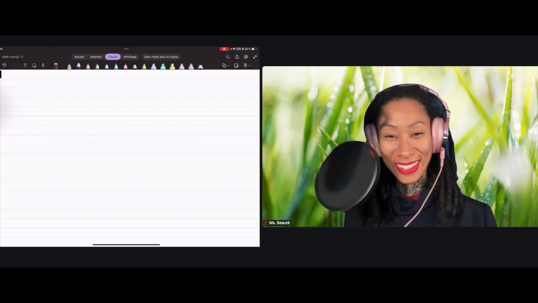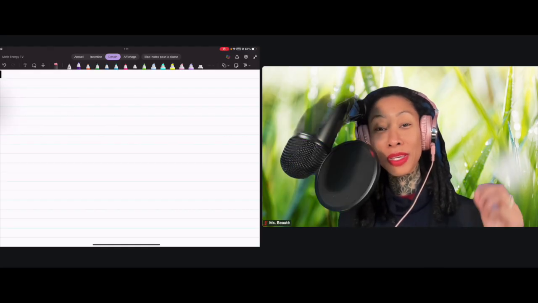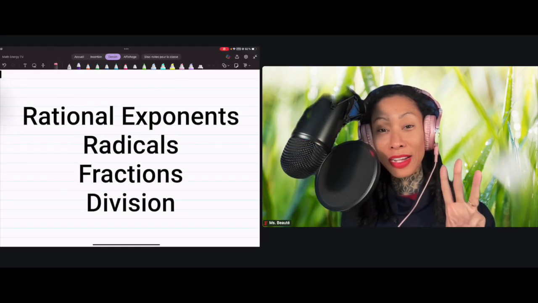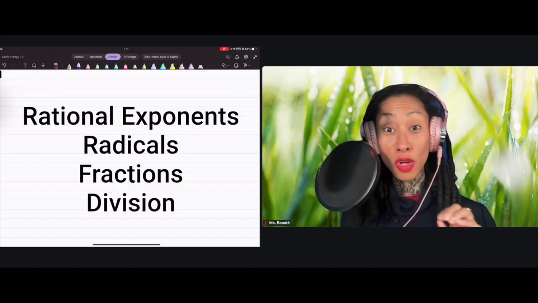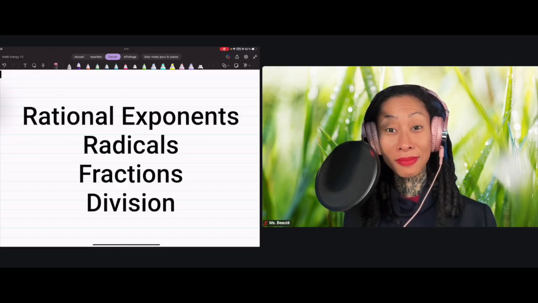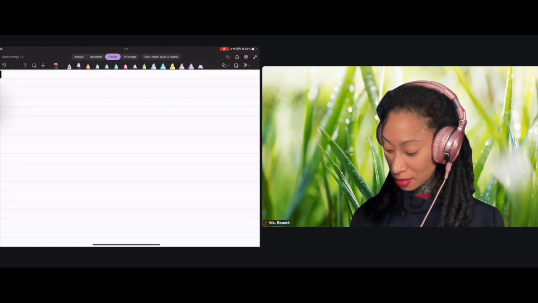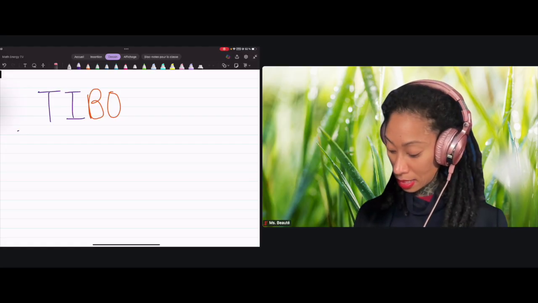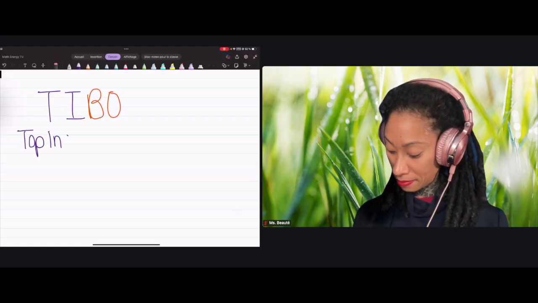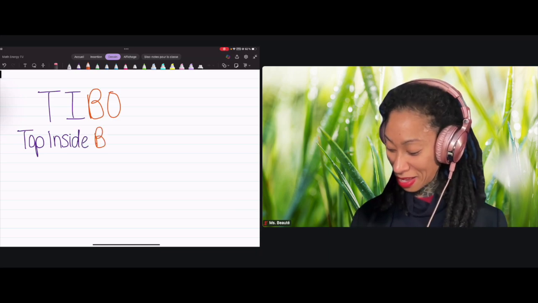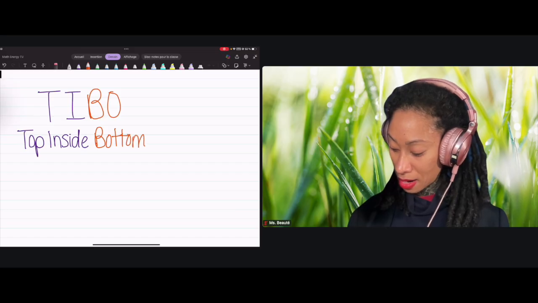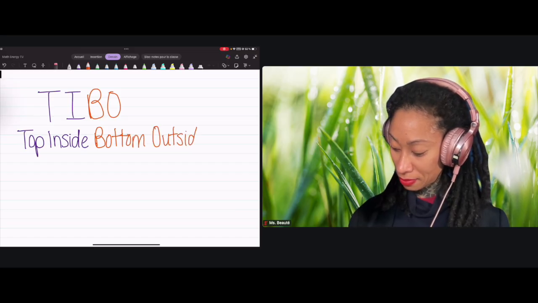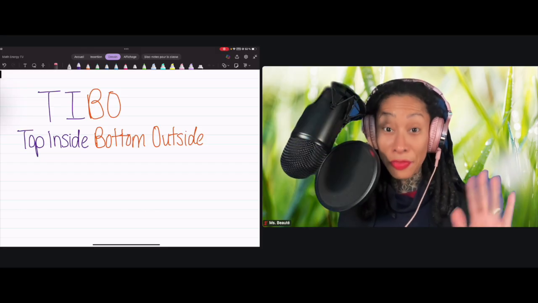Hello and welcome back. Let's learn an acronym to help us with rational exponents, radicals, fractions, and divisions. It covers all of it. TIBO. T-I-B-O. What's that stand for? So the T-I is top, inside. Can you guess what the B and the O are? Bottom, outside. Excellent.